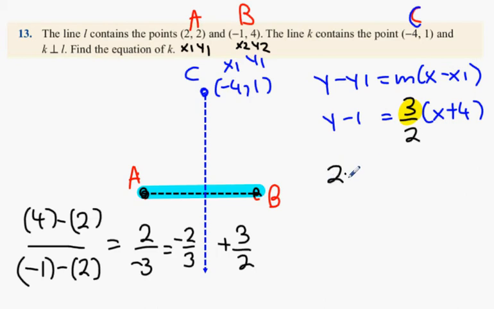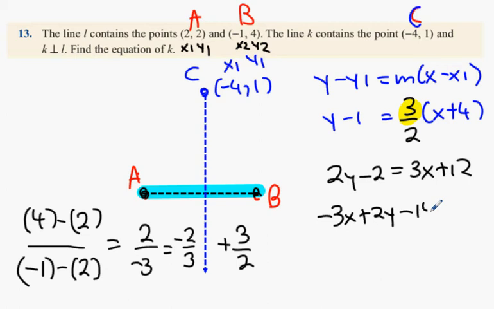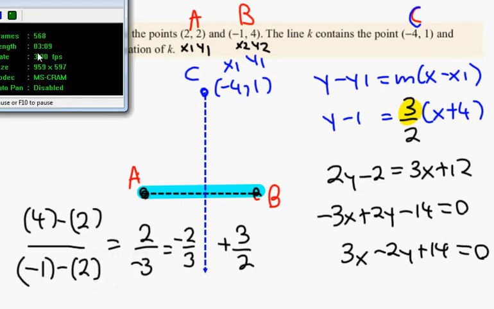Multiply it out. 2y minus 2 equals 3x plus 12. Bring it to one side. Okay. How many people closed it out there?